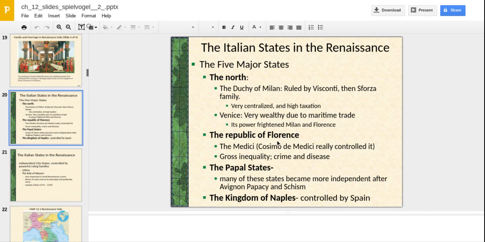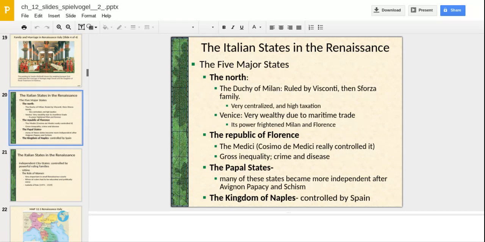Okay, now this is very important. You have to know, we're going to memorize the 5 major states of Italy. Now, in the north, you really have 2. The Duchy of Milan, which was ruled by 2 different ruling families, Visconti for a while, and then the Sforza family. Now, the theme for them is that they were very centralized, meaning that they ran everything, that the rulers, the princes there, ruled everything. They had high taxation, but they made that work.